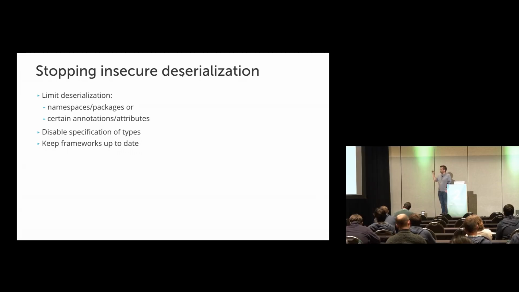But we also want to limit deserialization to specific packages or specific namespaces where we have our API contracts. We want them to have certain annotations for them to be able to be instantiated by the deserialization framework, things like that. And if we can, we should really disable specification of types. Like in JSON.NET, it's disabled by default, but you might be able to turn it back on if you need it, but it might be dangerous.